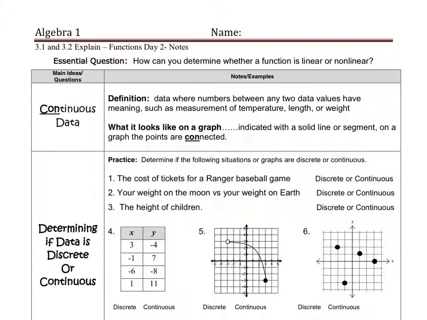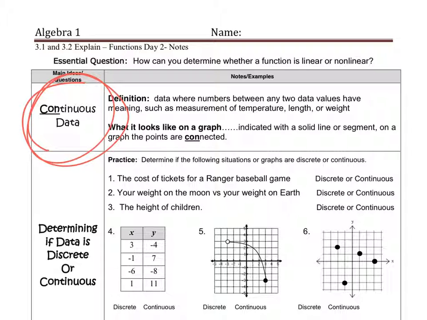Today we're going to continue our lesson on domain and range. This time we're going to be focusing on continuous data. So go ahead and make a circle around this continuous data so you will see it on your notes. Continuous data will be when our points are connected by a line.